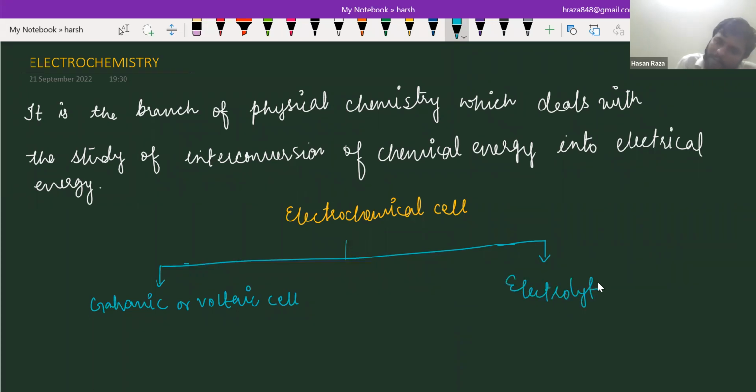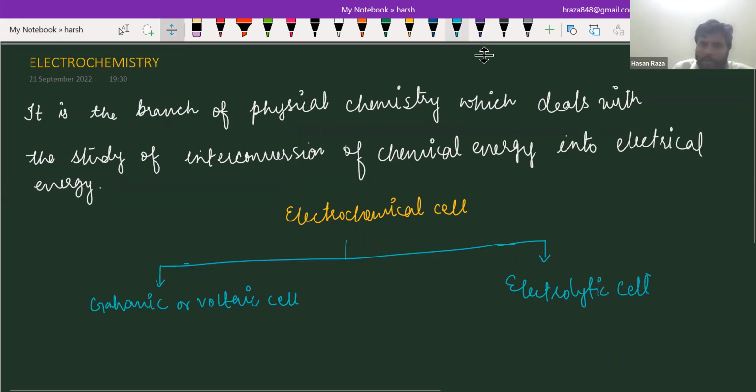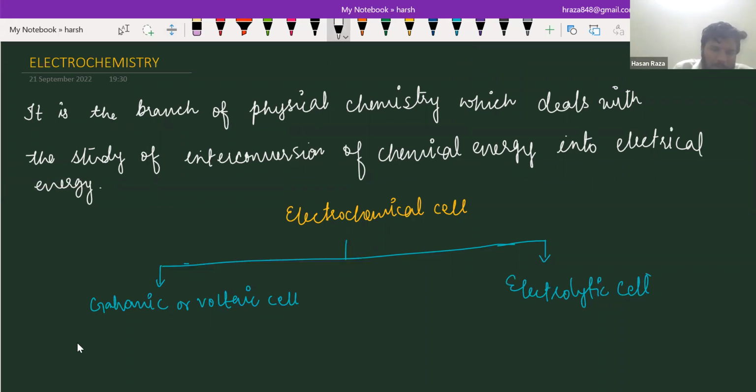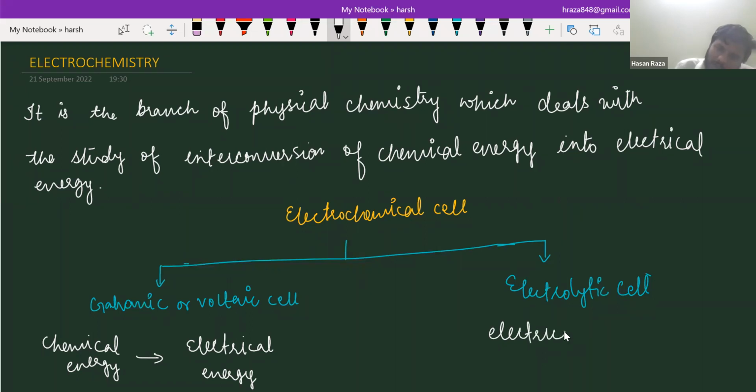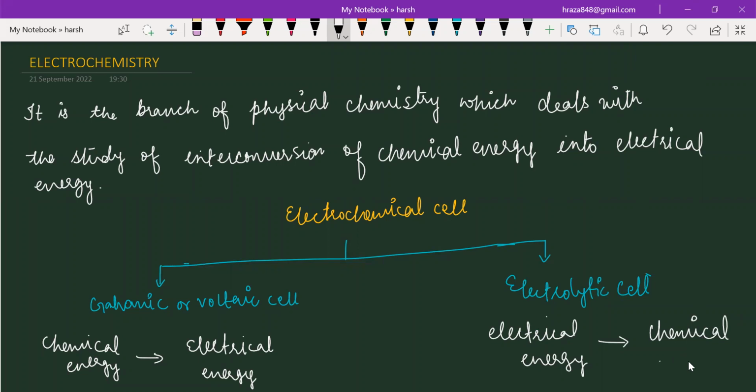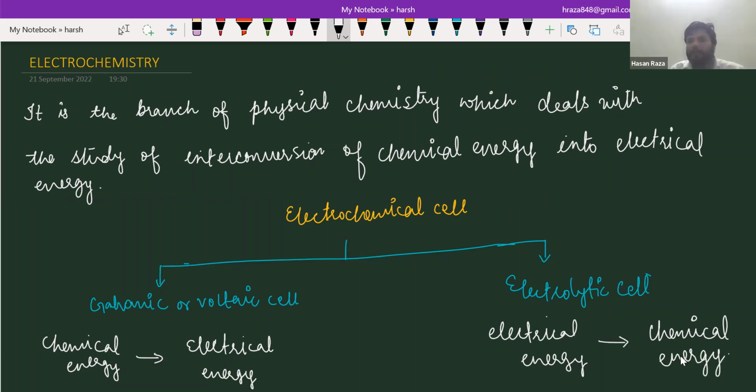Now we will see in which cell chemical energy will be converted into electrical energy, and in which cell electrical energy will be converted into chemical energy. In galvanic cell, chemical energy is converted into electrical energy, and in electrolytic cell, electrical energy is converted into chemical energy. Please let me know when you are done with this.